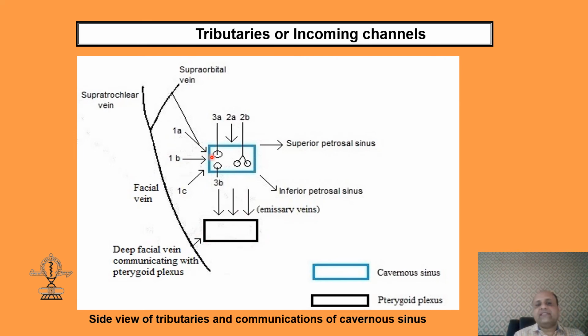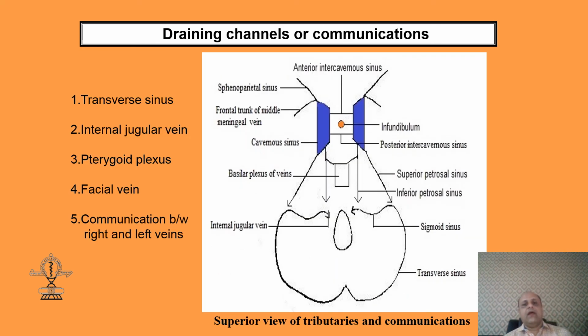And one more drainage channel we can appreciate here, that the cavernous sinus can drain into the facial vein. We know the facial vein is formed by union of the supratrochlear and supraorbital veins. So here you see that blood from the cavernous sinus can pass through the superior ophthalmic vein into the facial vein through the supraorbital vein. So this again is a drainage channel.